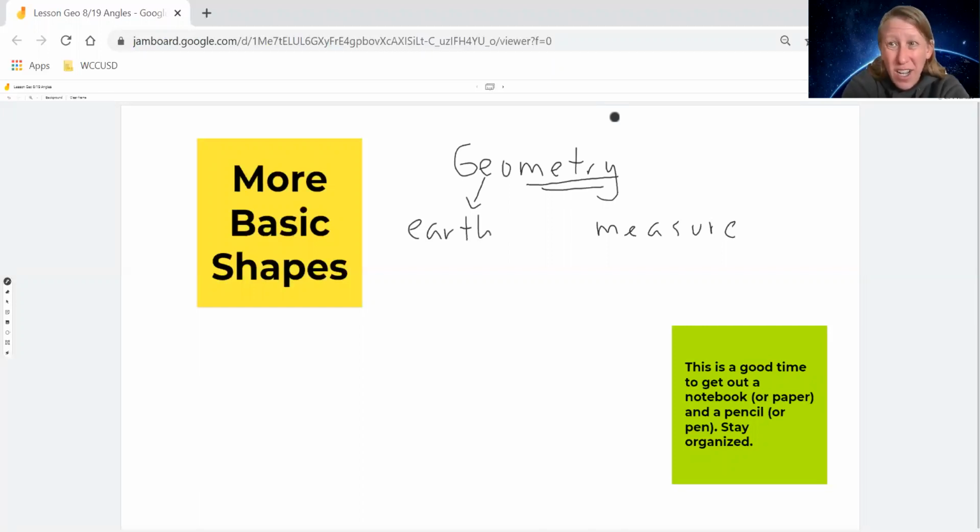So there's a lot of classes in school that start with geo. What are some other classes that start with geo? Geography. Geometry is this one. How about geology? There's a lot of classes that start with geo because geo is earth. So the word geometry means measuring the earth.